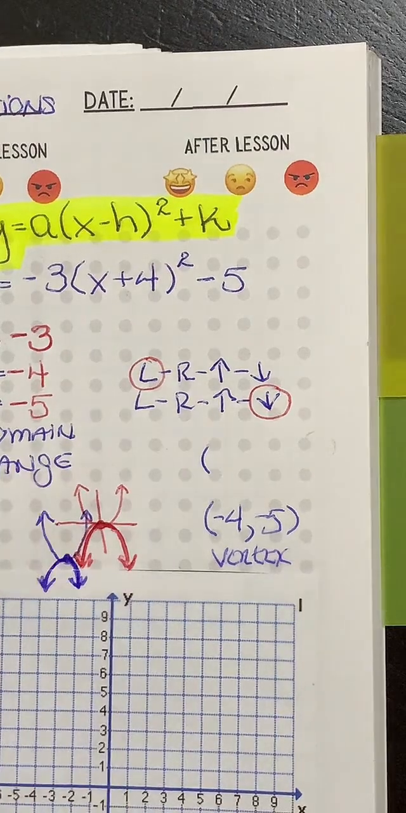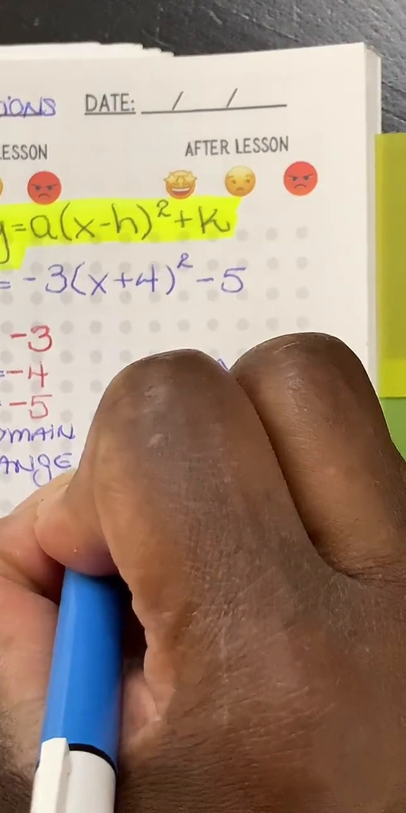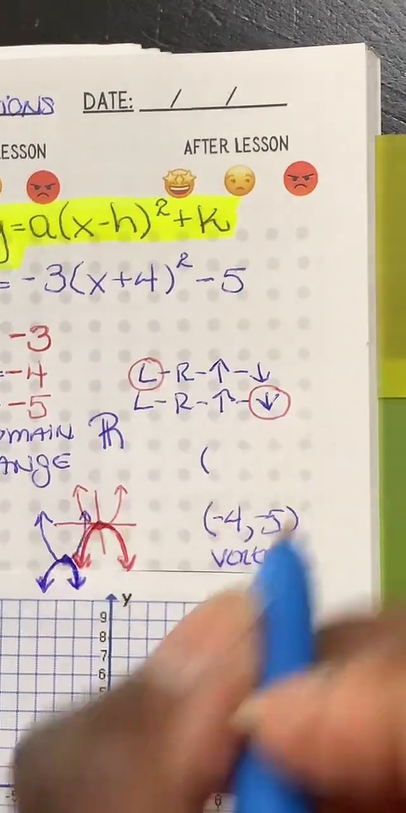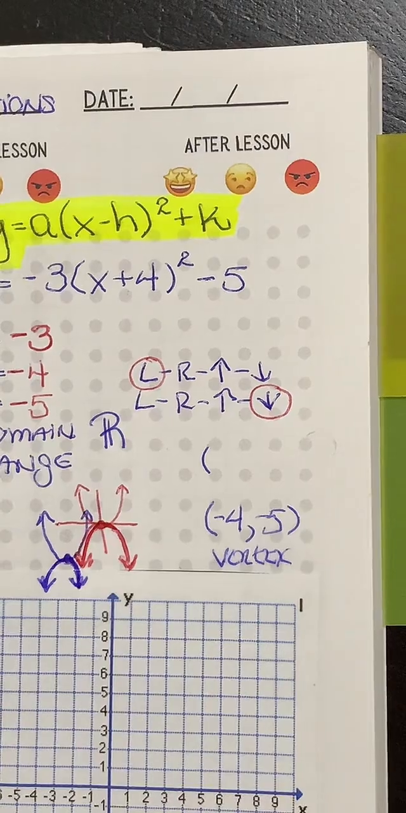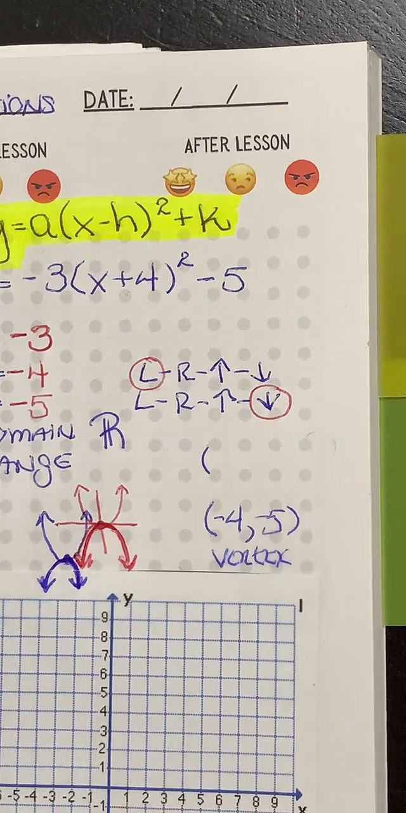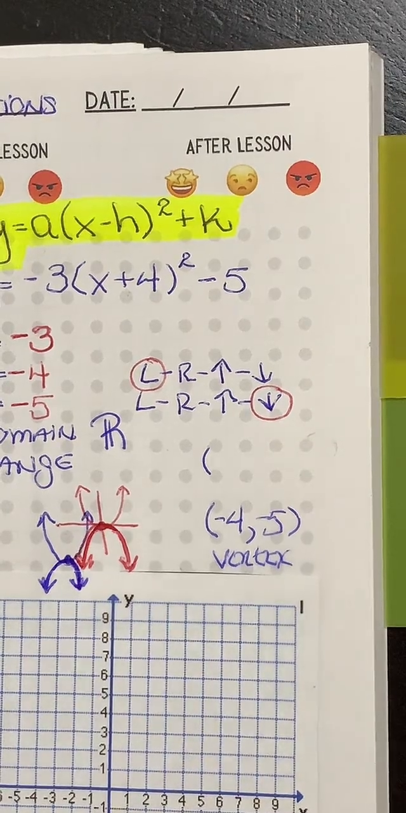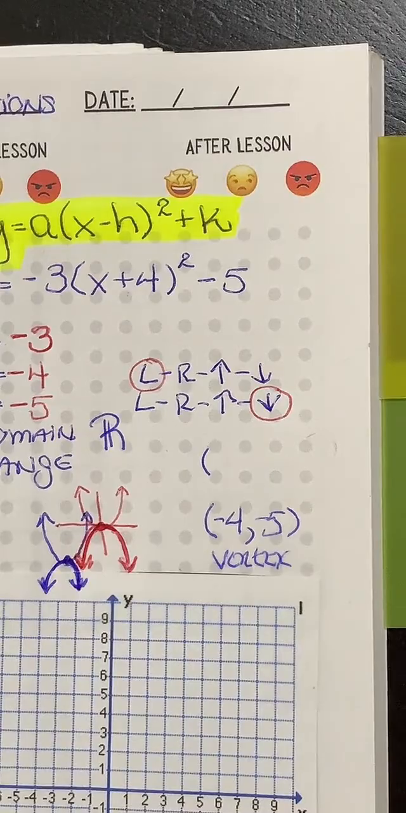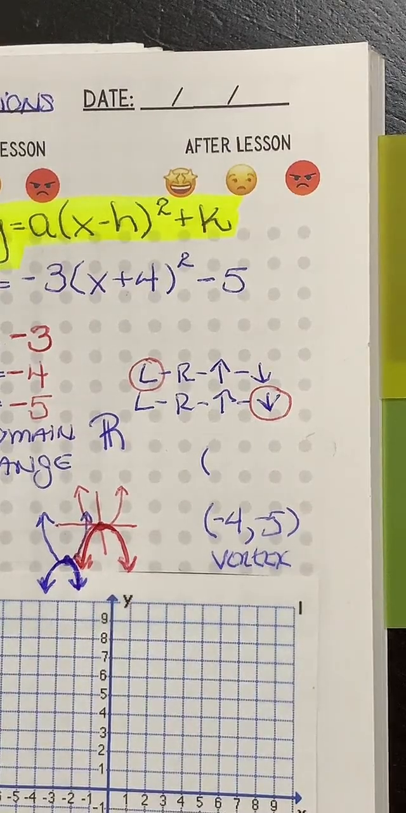So my domain, I feel like I'm beating a dead horse here, but my domain is all real numbers, never changes. But what is my range? What would be my range? I'll give you time to type it because I know it's a little harsh.